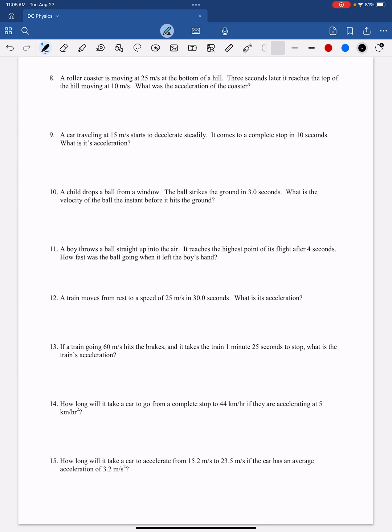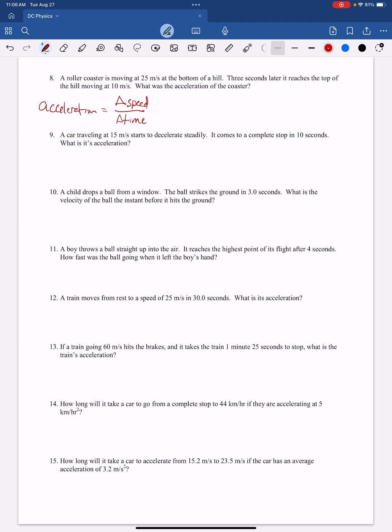Okay, a roller coaster is moving at 25 meters per second at the bottom of a hill. 3 seconds later, it reaches the top of the hill, moving at 10 meters per second. What is the acceleration of the coaster? So the second equation that I gave you is that acceleration is equal to a change in speed, or a change in velocity, divided by, again, a change in time. This is the equation we're going to be working with.